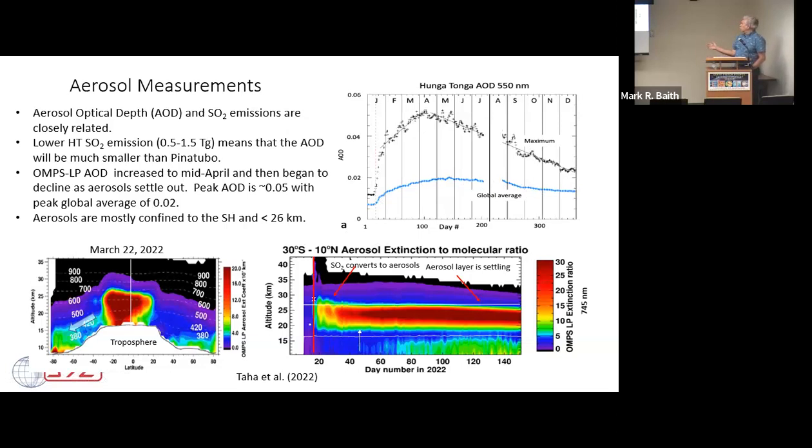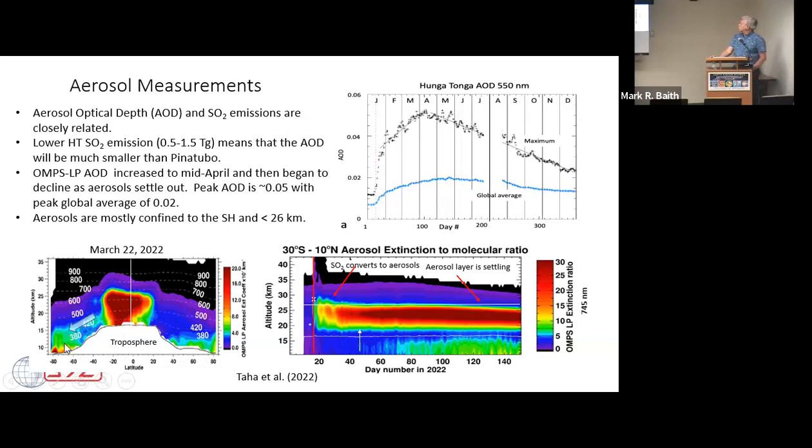So we want to be on the same page. The aerosols are mostly confined to the southern hemisphere. This is from Taha 2022. You can see the aerosol amounts here, and you can see this is March 22nd.